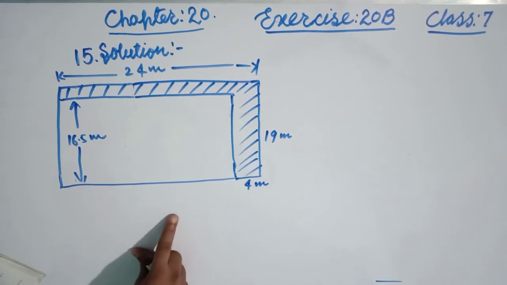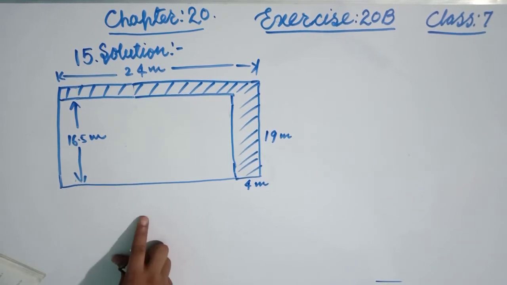First see this figure, look at closely, and this question number 15 says calculate the area of the shaded region in each of the following figures given below. The figure is given with a uniform width. Now second, we have to find the area of the shaded portion.